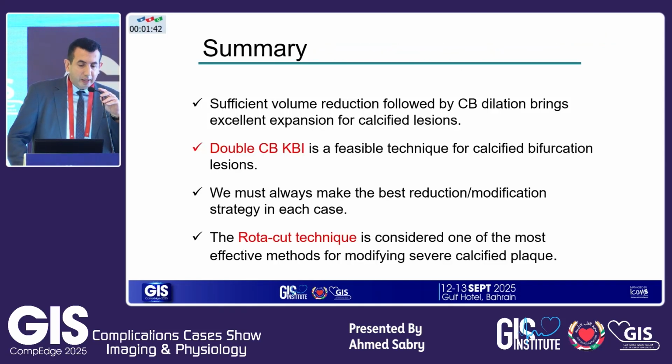So in summary, significant volume reduction followed by cutting balloon dilatation brings excellent expansion for the calcified lesion. Double kissing with the cutting balloon is a feasible technique for calcified bifurcation lesions. We must always make the best volume reduction and modification strategy. In each case, the Rota cut technique is considered one of the most effective methods for modification of severe calcified plaque.